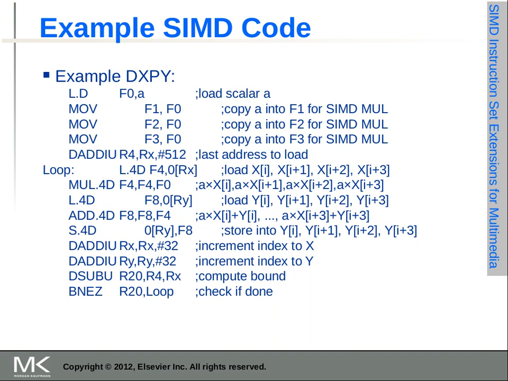Compute the bound. Oh, just make sure we haven't gone past the bound of probably 512. Yeah. Make sure we haven't gone past 512. Is that what it looks like? R4. Where's R20 coming from? Did they ever define R20? So I guess R20 is the bound. They just never tell you that. So you make sure the bound hasn't happened, and then check if done.